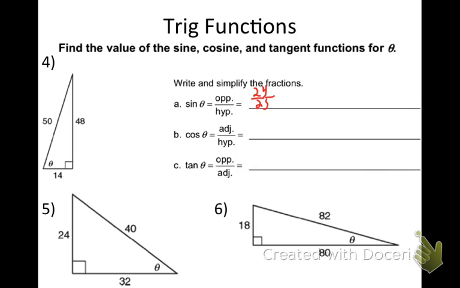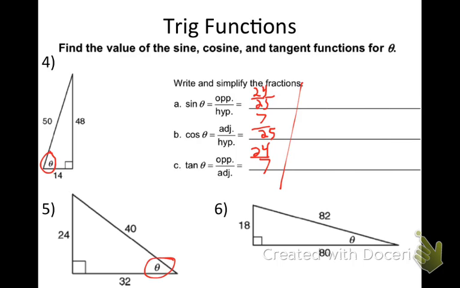Cosine of theta. Cosine of theta is going to be what, Andy? 7 over 25. Nice job. And tangent of theta. Tangent of theta is going to be what, Jack? 24 over 7. Good work. All right, next one's here.